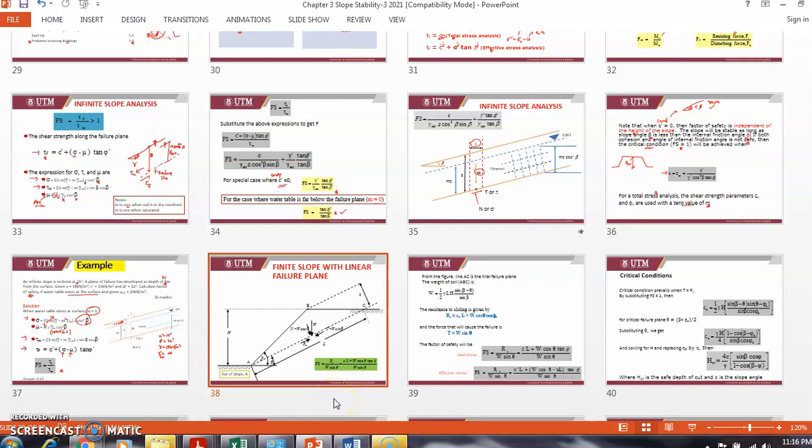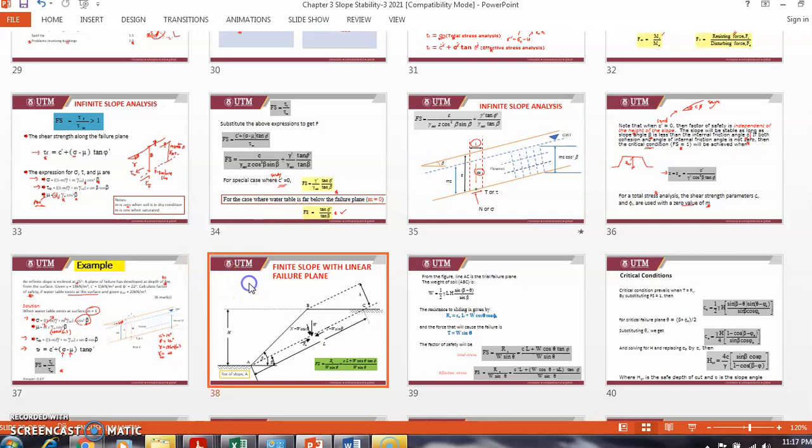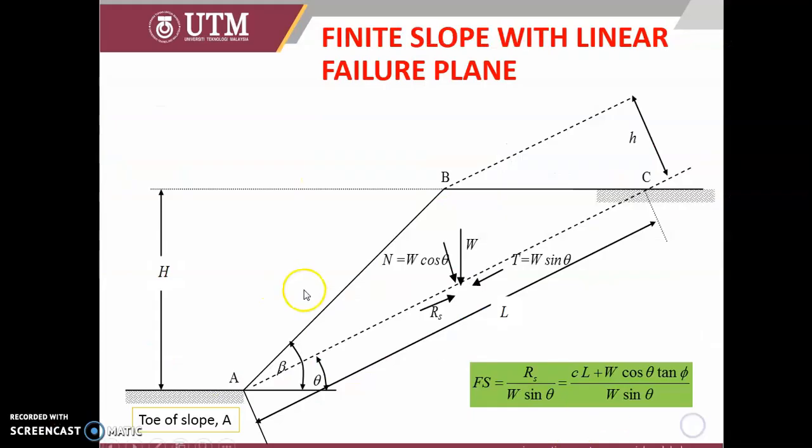So we meet again. Just now we already saw up to the infinite slope analysis in this slide, and we solved one example. This question is usually asked in the final exam and tests. Another condition for the linear failure line or linear failure plane is a finite slope.